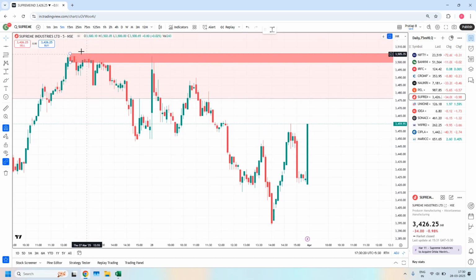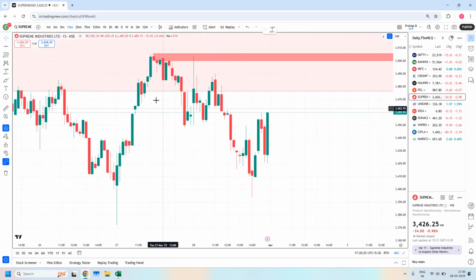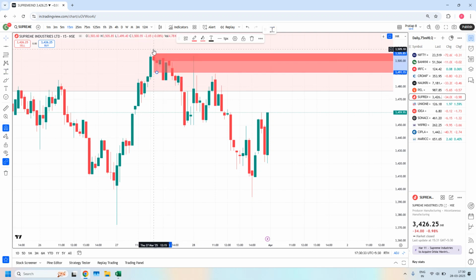Now go to 15 minutes and identify whether any 15-minute zone is there in this area. Now check. Here you have a 15-minute zone in this area: rally, 3 base candles and drop. That way, what do you do? Now you draw a 15-minute zone here.